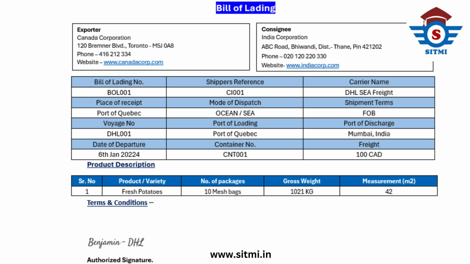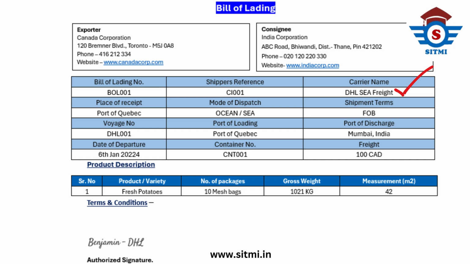So here in our example, the bill of lading is issued by the carrier or shipping line, which is DHL company, and it is issued to Canada Corporation, and one copy is sent to India Corporation. We have seen the purpose of this document, which is that this is a contract of carriage between Canada Corporation and the carrier.